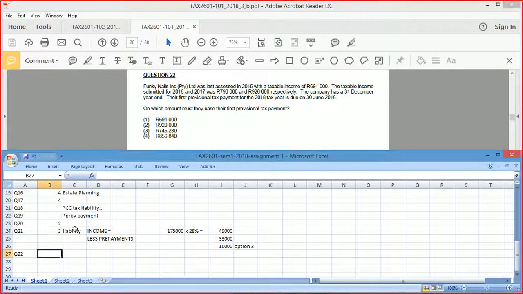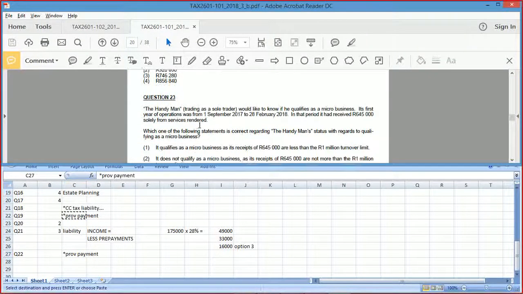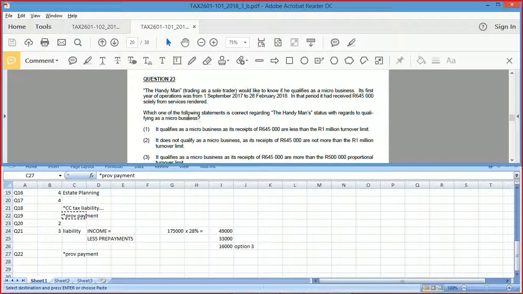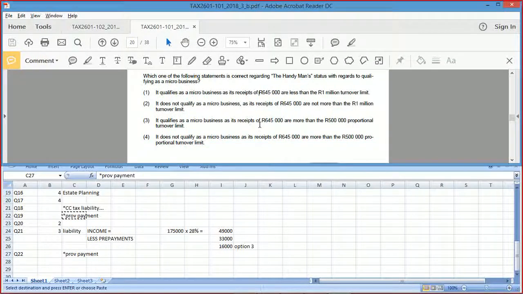22, first provisional payment. This one I'll do for you. That takes some time to do because there's a few calculations you need to consider. 23, handyman is a sole proprietor trader. Would like to know if he qualifies as a micro business. Its first year of operations was from 1 September 2017 to 2018. In that period he received 645 solely from services rendered.